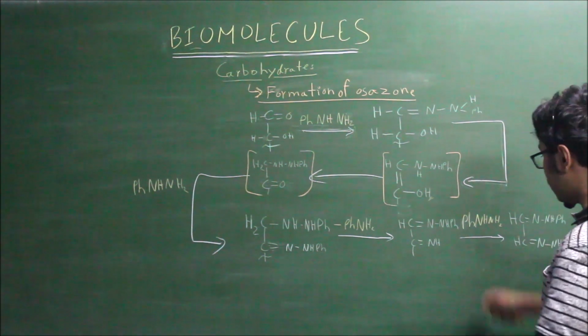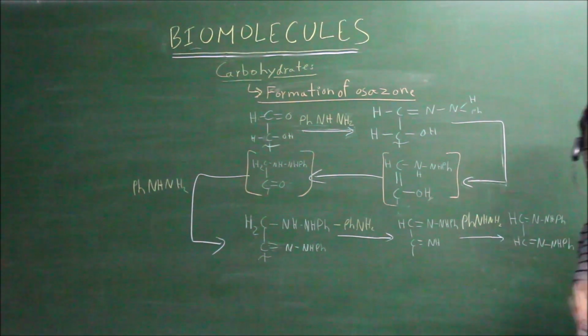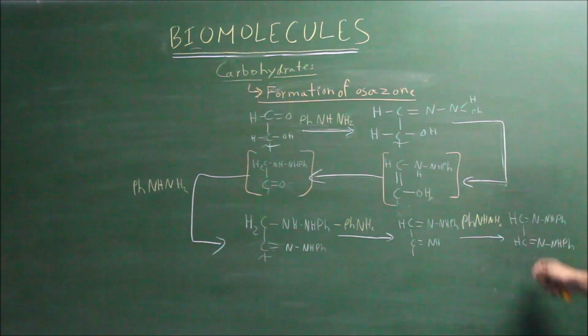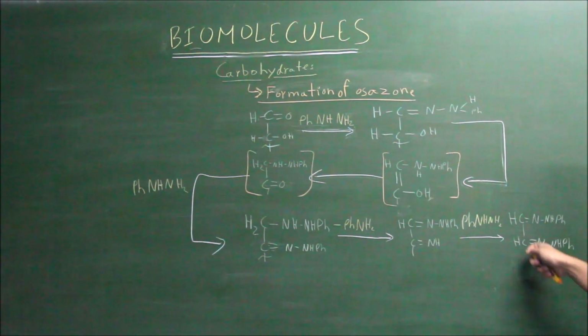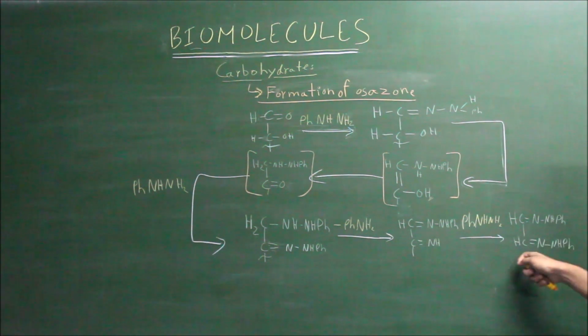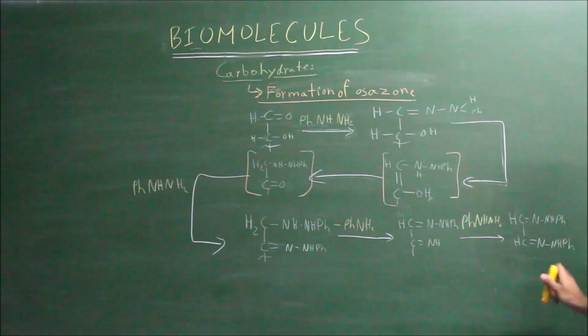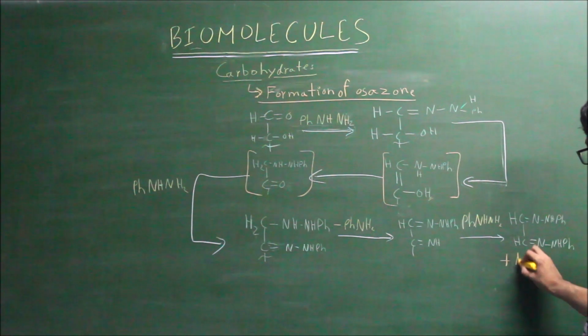NHPh. Now again we add phenylhydrazine, the third time in the reaction. And now we have the same molecular formula both above and below. Double bond N, NHPh, double bond N, NHPh. And here there is a byproduct of some ammonia.